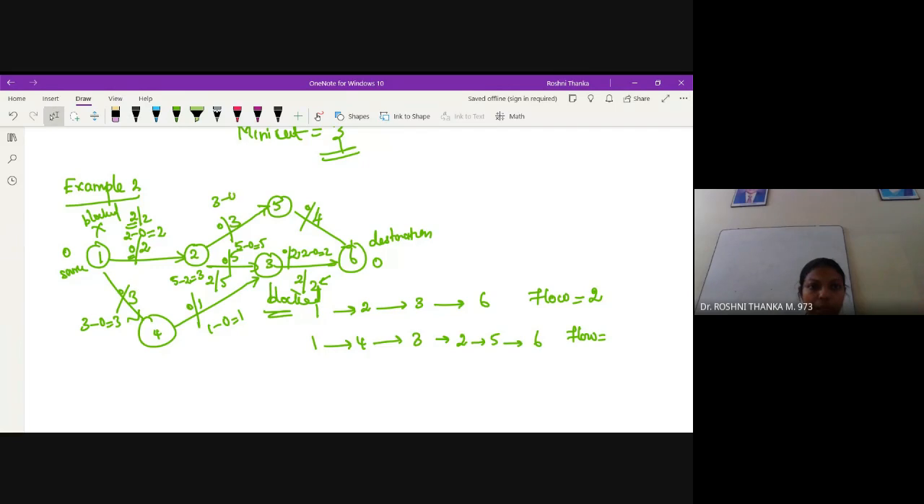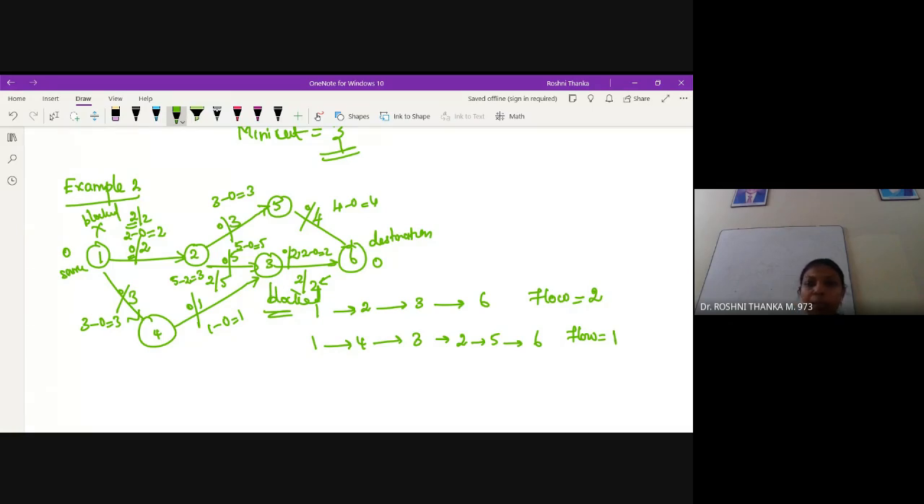Here 3 minus 0 equal to 3, 4 minus 0 equal to 4. So out of all, which has the minimum path? Here it is 3, here it is 1, here it is 3, 3, 4. So out of all, the minimum value is 1. So through this way, I can make a flow of only 1.